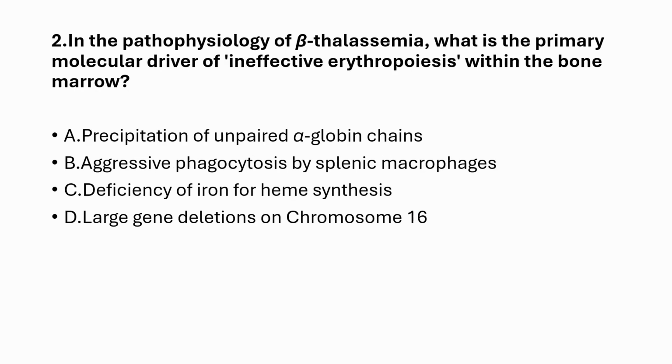Second question: in the pathophysiology of beta thalassemia, what is the primary molecular drive for ineffective erythropoiesis within the bone marrow? B option, aggressive phagocytosis by splenic macrophages, no. Deficiency of iron for heme synthesis, no. Large deletions on chromosome 16, no. So the answer is A, precipitation of unpaired alpha globin chains. They are toxic and are responsible for destruction of the marrow cells, leading to ineffective erythropoiesis.